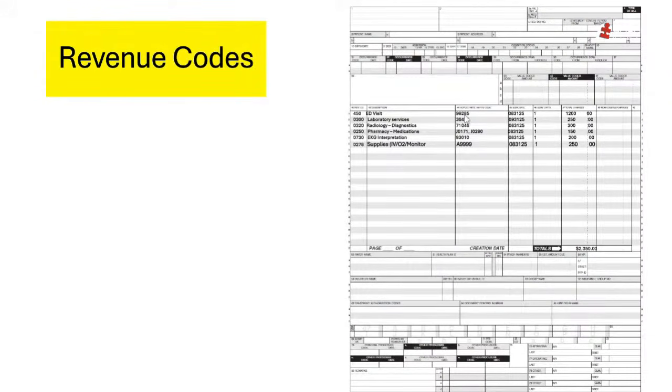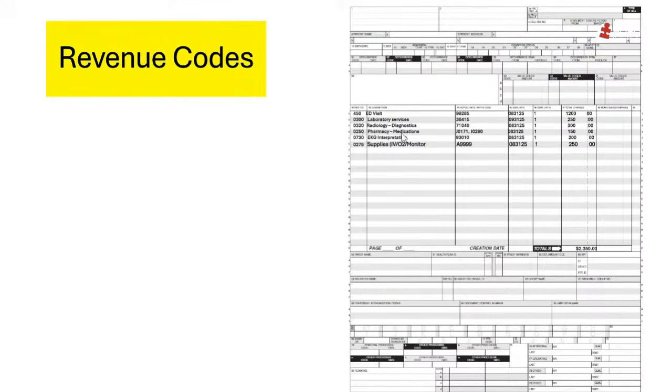99285. And remember, we're coding for the facility, the date of service, the number of units, and the amount. The laboratory service, the CPT code, this is for venipuncture. This is the date of service and the amount. The radiology service, this is for your chest x-ray. This is for your date of service, your units, and your amount.